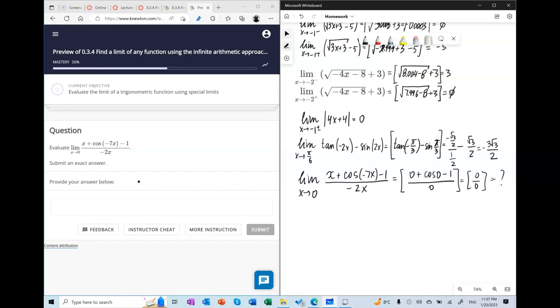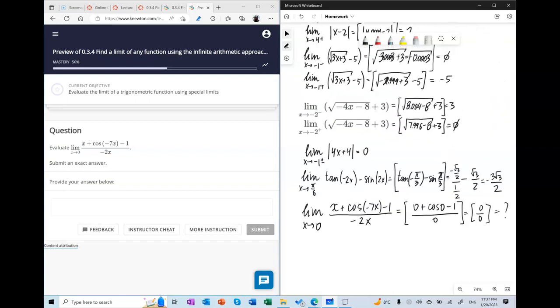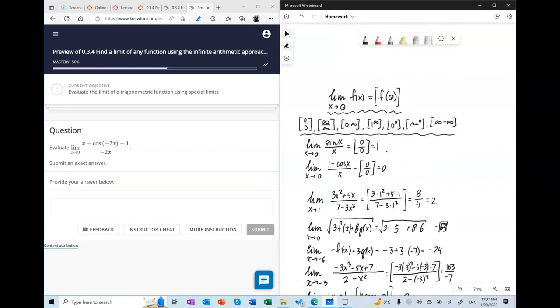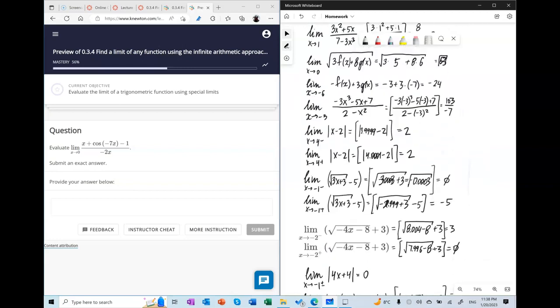So what do we do? Well, in this case, normally we would acknowledge that it's an indeterminate form, and in the future we would probably use L'Hopital's rule. But in this case, there is a way out of this uncertainty by recognizing this special limit right over here. So remember, the limit of 1 minus cosine x divided by x is equal to 0, and it's true for anything. So 1 minus cosine of anything divided by anything, as long as that anything goes to 0, will be equal to 0. So let's remember that.